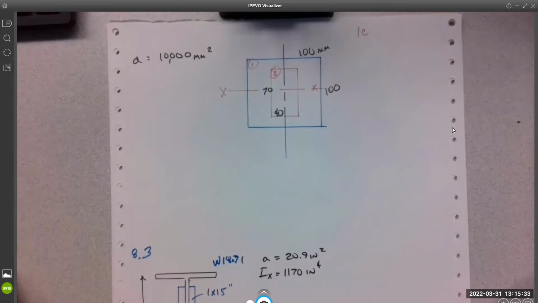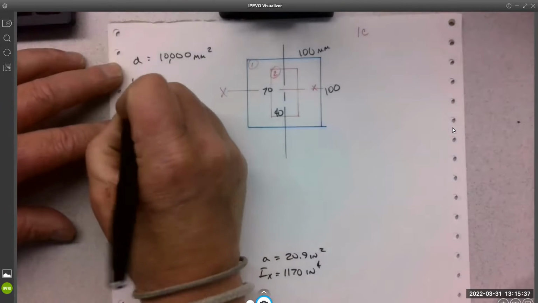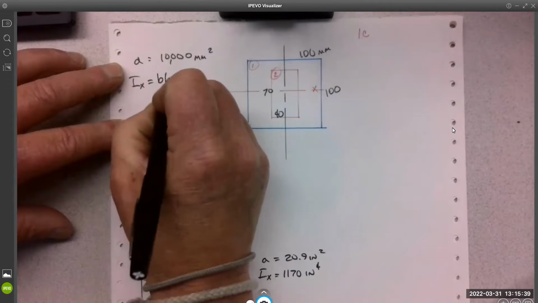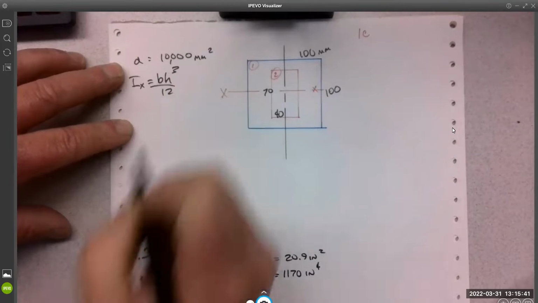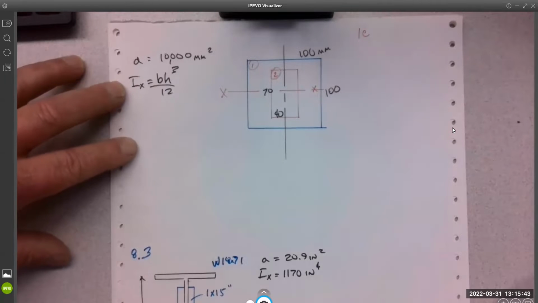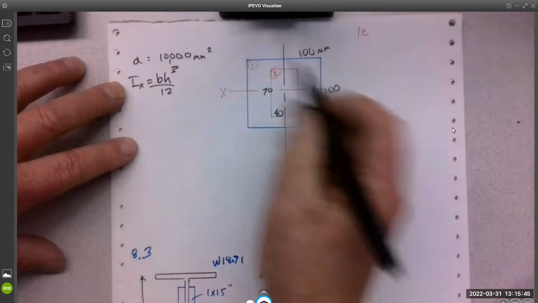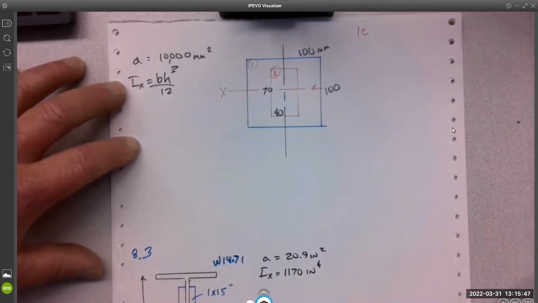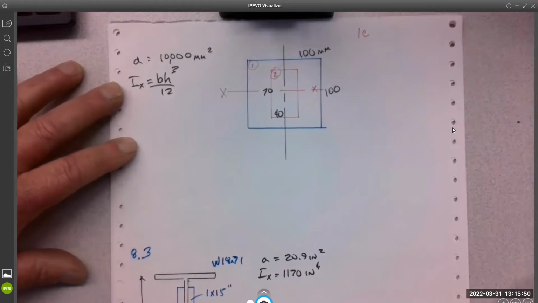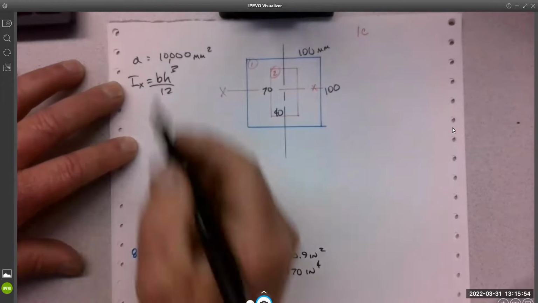Oh, you're right. So I don't need to go into X bar and Y bar. All you need to do is go Ix equals base times height cubed over 12. Does that make sense? Yeah. I was going all the way back to the beginning because I'm all primed up for the transfer one, where you have to first find the silly centroid. So sorry about that.